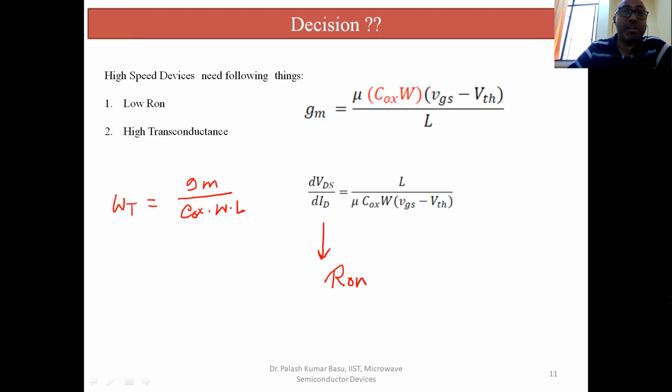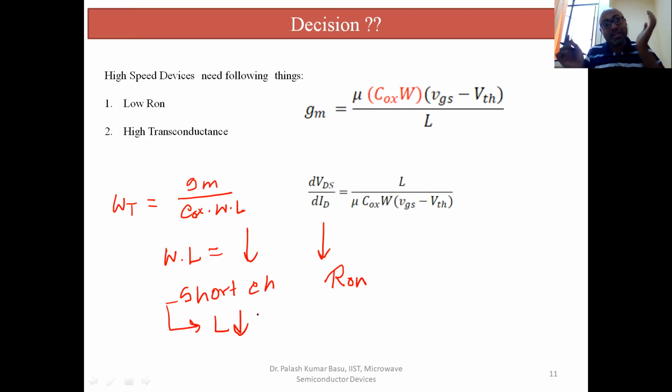So you see that we have 3 parts that we got. Okay, 3 limiting factors. One is ultimately your cutoff frequency or transit frequency has to be gm by Cox into W by L. Now W into L has to be low, short channel, right? So that is the one concept, short channel. We are going to decrease the L rather than decreasing the W, but it is a kind of ratio. If required, we have to decrease W also, right?